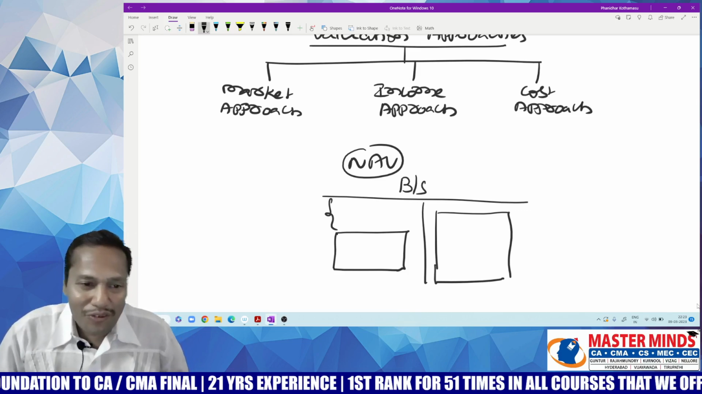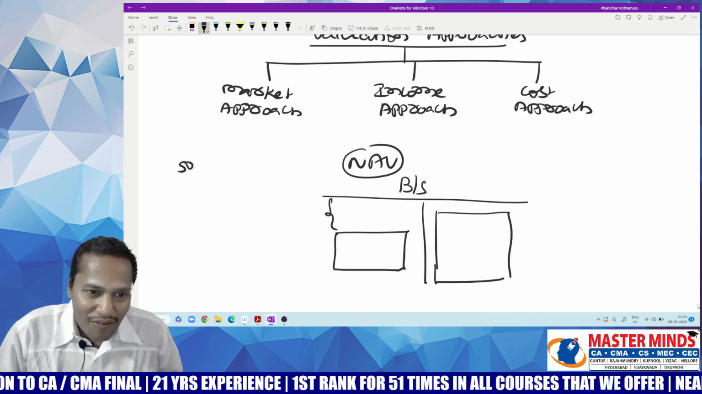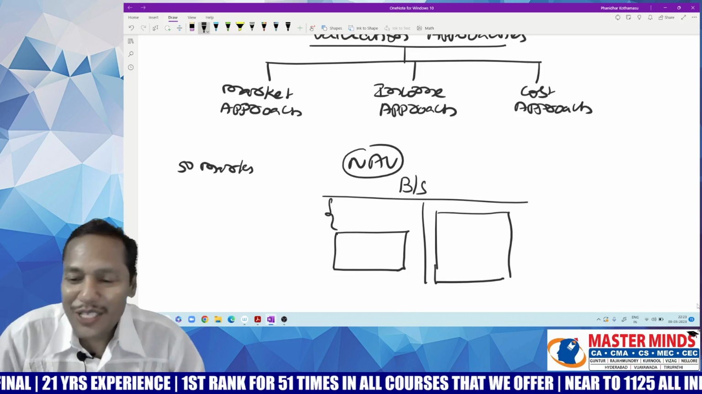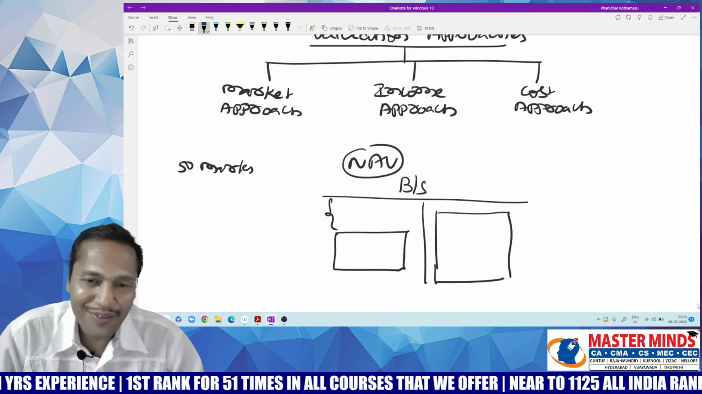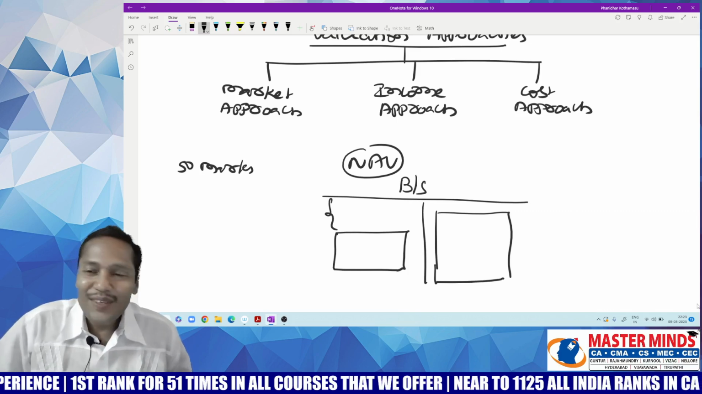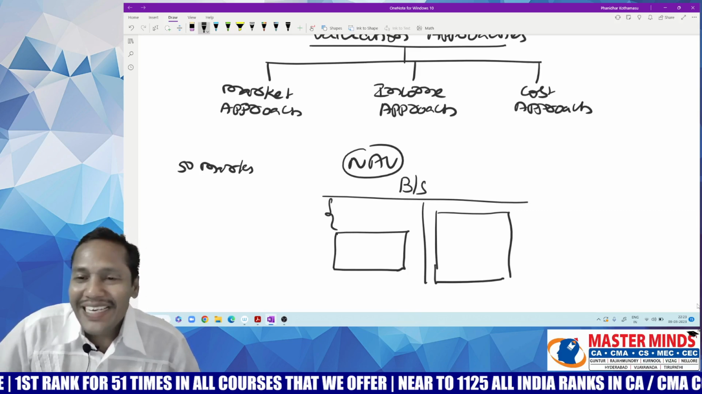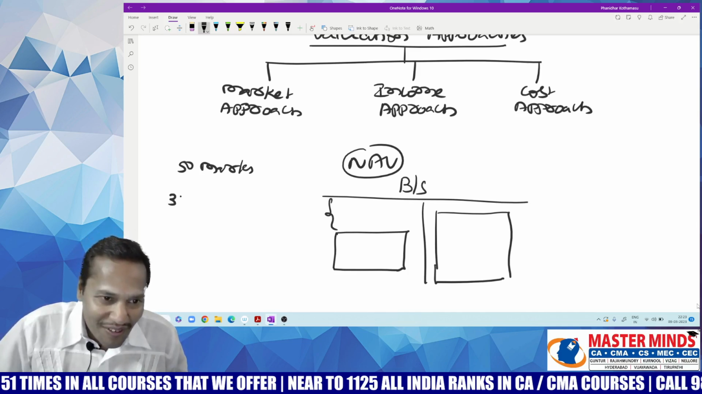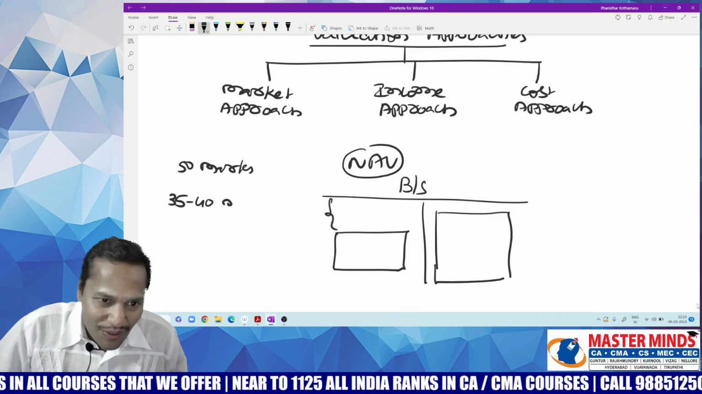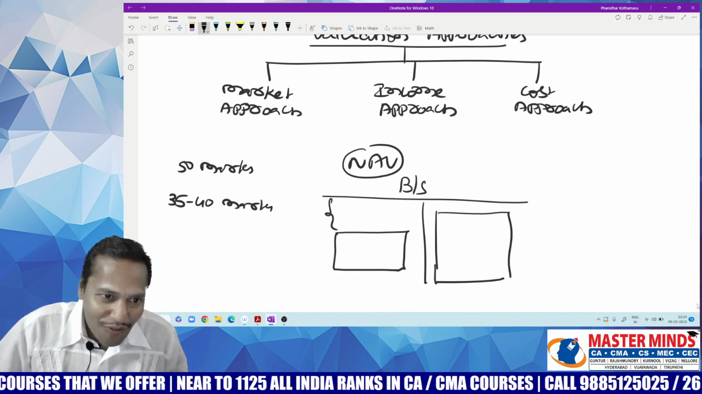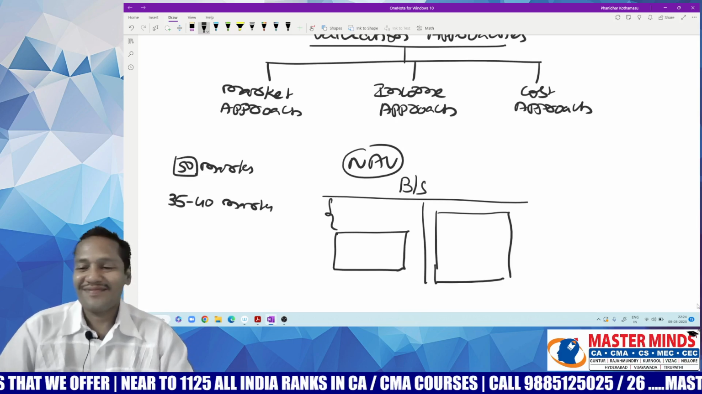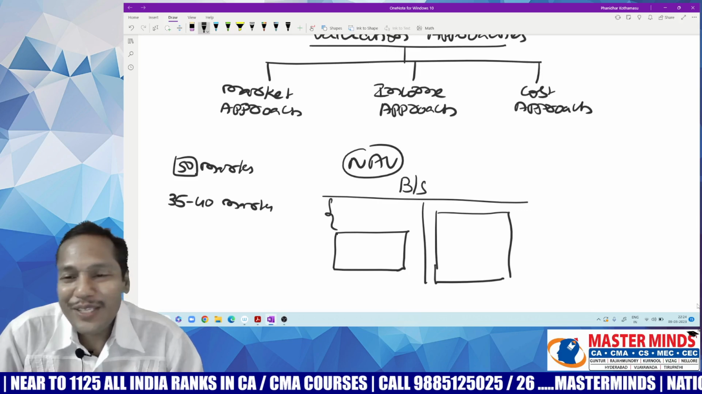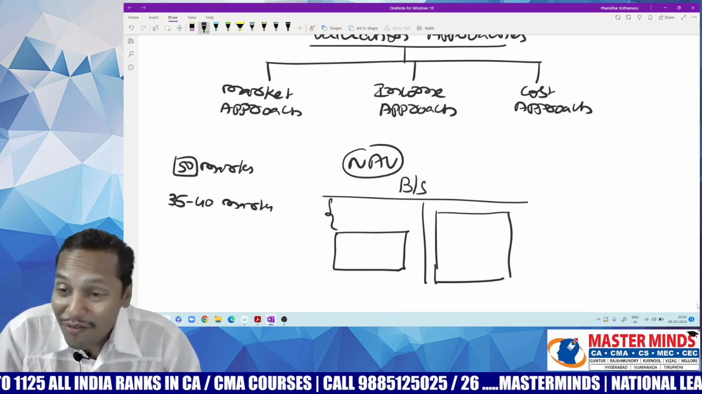From an exam point of view, business valuation consists of 50 marks. But these 50 marks are crucial from an exam point of view, because if you are practicing this particular subject well, you can score from 35 to 40 marks out of this 50. Definitely, there is a possibility of scoring 35 to 40 out of the 50 marks.